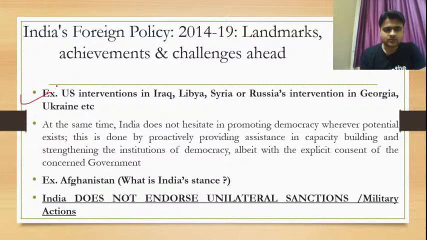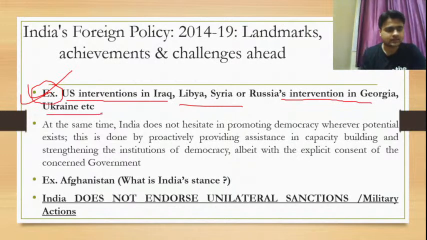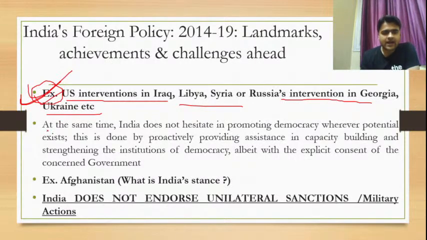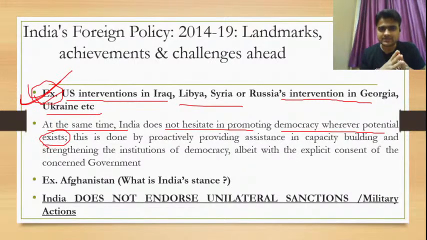What are the examples? So as I told you, quoting examples with every statement is very, very important. US interventions in Iraq, Libya, Syria, or Russia's intervention in Georgia, Ukraine, etc. Fine. So this is the example of intervention, or this is the example of an attempt to change of regime, and which has not been supported by India. Fine. Then at the same time, India does not hesitate in promoting democracy wherever potential exists. Okay, as I told you that democracy is something which we aspire for and which we believe in. Therefore, अगर हमें chance मिलता है तो we do not lose this chance to propagate democracy.